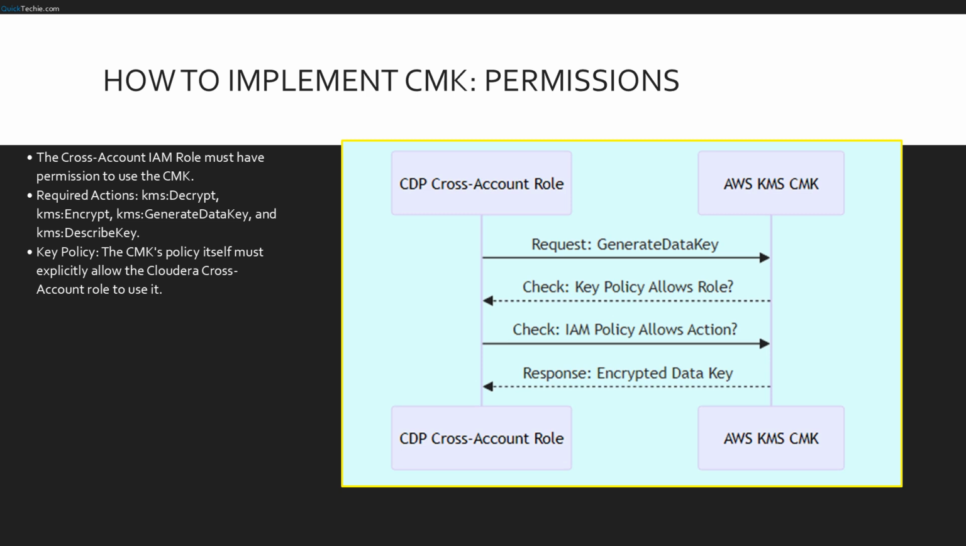This sequence diagram illustrates the permission handshake. The CDP cross-account role initiates a request, such as GenerateDataKey, to the AWS KMS CMK. The system performs two checks. First, does the key policy allow this specific role? Second, does the role's IAM policy allow this specific action? Only when both checks pass does KMS return the encrypted data key, allowing the storage resource to be secured.